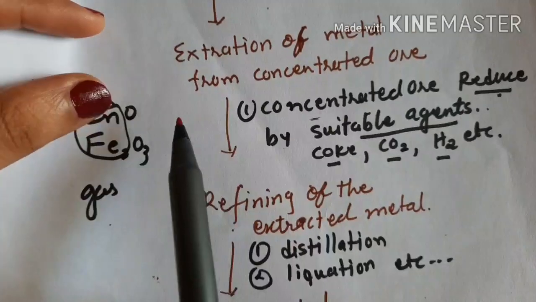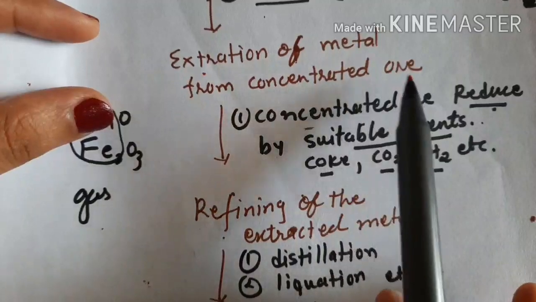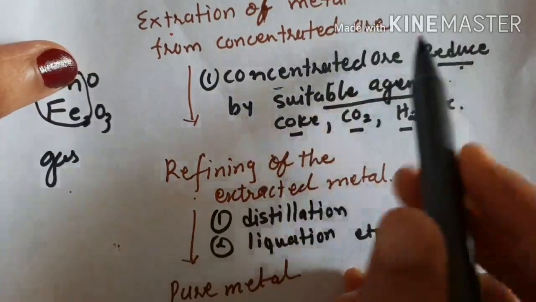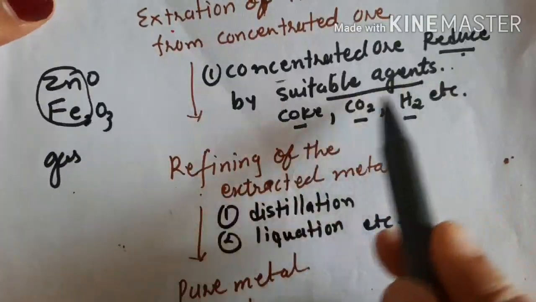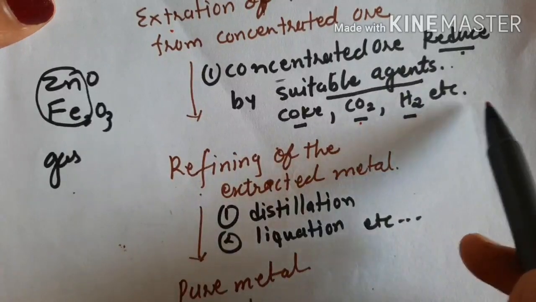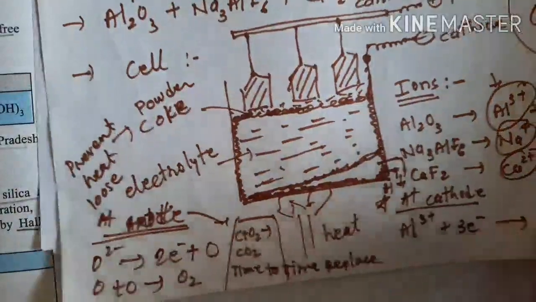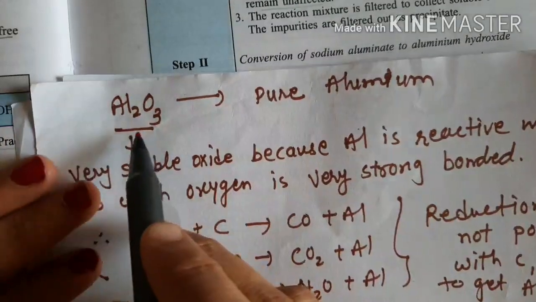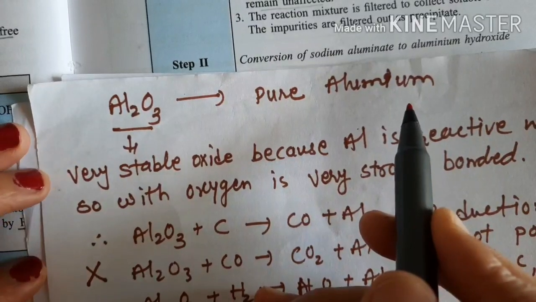Now the next, step number 4. What is step number 4? The extraction of the metal from the concentrated ore. For the extraction, the oxide form is present, so we have to reduce it with a suitable agent, like coke, CO, and H2, a suitable reducing agent, to extract. So what can we do now? Here the next process is converting pure alumina into pure aluminum. This is the next process.